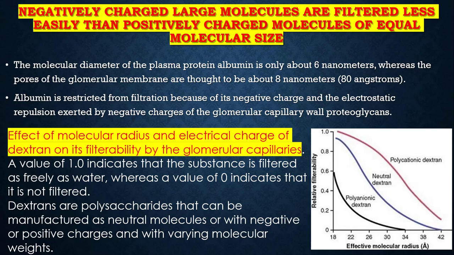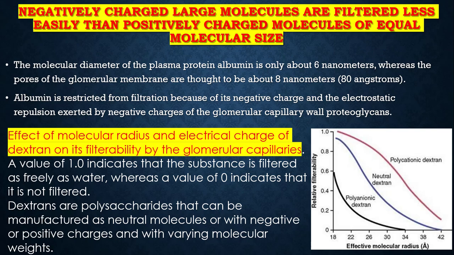Albumin is restricted from filtration because of its negative charge and the electrostatic repulsion exerted by the negative charge of the glomerular capillary wall proteoglycans. So the particle which is negatively charged is repelled by the glomerular capillary and is prevented from filtration, while positively charged particles are freely filtered. Filtration rate does not depend only on the size, but also on the charge which they carry on their surface.